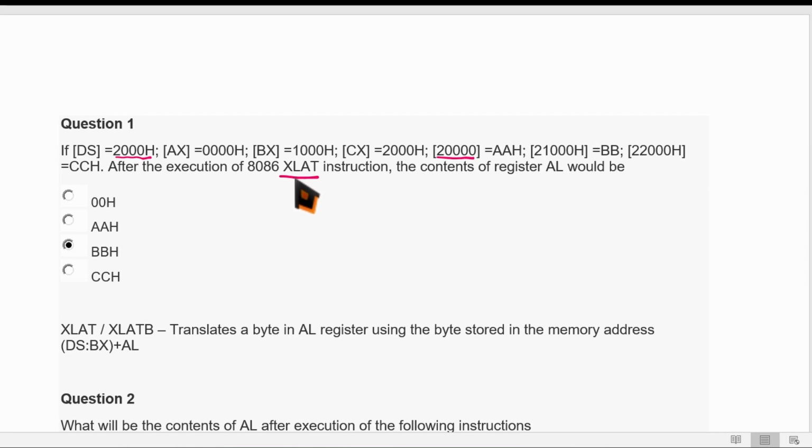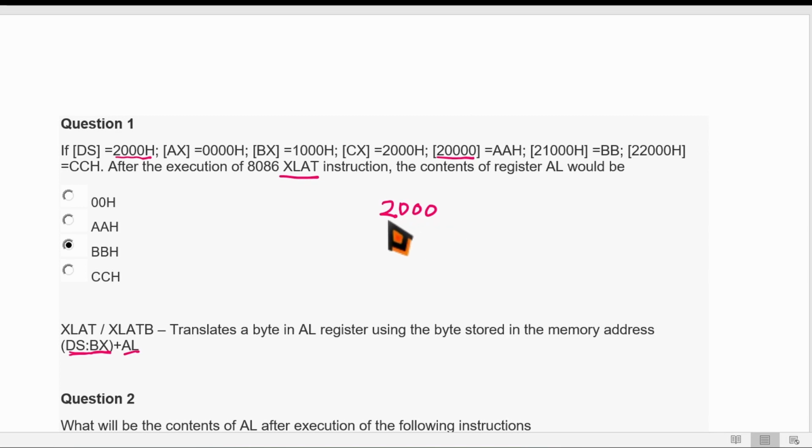This instruction will translate a byte in AL using the byte stored in the memory address DS:BX plus AL. So the base address is provided by this value, and from that it will go to this value and take a byte from the memory and put it in AL. So first we have to calculate DS:BX. The data segment value is 2000, all are hexadecimal digits. Then the BX value is 1000.